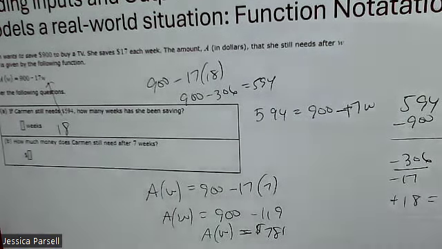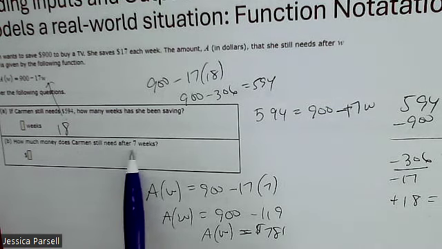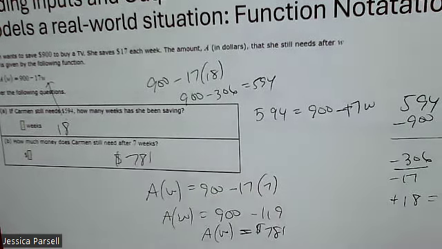Okay. So she's saving $17 each week. She knows the TV is 900. So how much money does Carmen still need after 7 weeks? She's going to need another $781, because she's been saving $17 a week times 7. The TV costs 900. 900 minus what she saved after 7 weeks is equal to what's left.